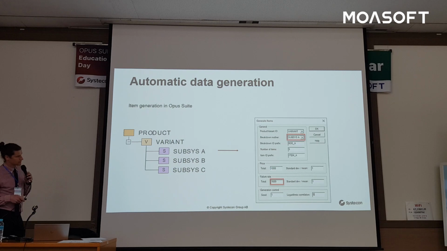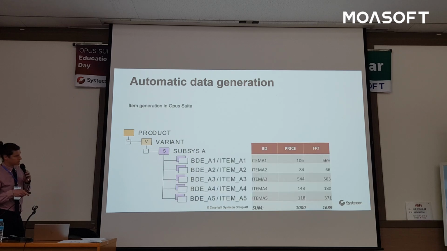So what's the total price for the items in this subsystem? What we automatically get from OPUS Suite is that it randomly draws numbers according to these numbers and creates both breakdown elements and items and realizations and the product breakdown, all that automatically according to those numbers here. So we get the item A1 to 5, the 5 items that we asked for. Here we get random numbers between 0 and 1,000, and here we have the total failure rate randomized, but still created from that original number that we had in the table.